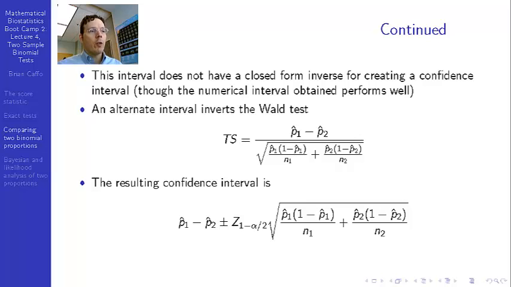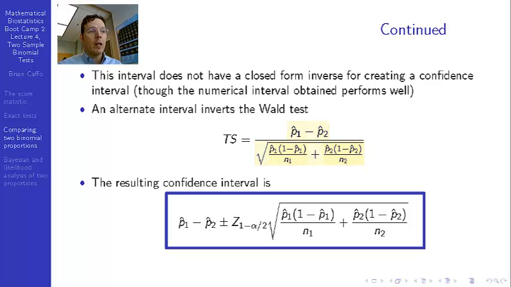So if we want to invert this to create a confidence interval, well, we don't have a closed form like we do in the score test for a single proportion. The Wald interval is P1 hat minus P2 hat, and it doesn't utilize the fact that under the null hypothesis the proportions are equal, so then you just have a separate P1 hat 1 minus P1 hat over N1 plus P2 hat 1 minus P2 hat over N2 in the denominator, square root the whole thing. And you can of course invert that to get a confidence interval, P1 hat minus P2 hat plus or minus Z 1 minus alpha over 2 times the square root of the standard error.